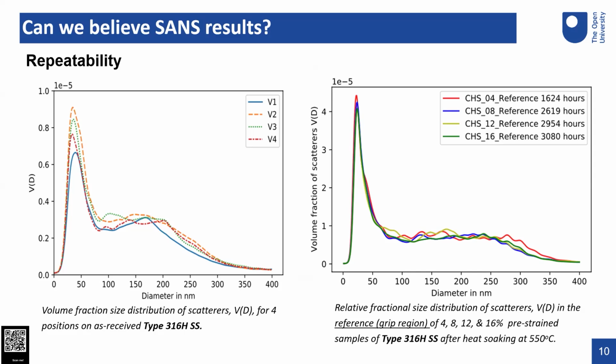You can see there are two sets of peaks. One peak at the lower size of 14 nanometers, and then a set of peaks around 200 nanometers. So that's of course the repeatability.